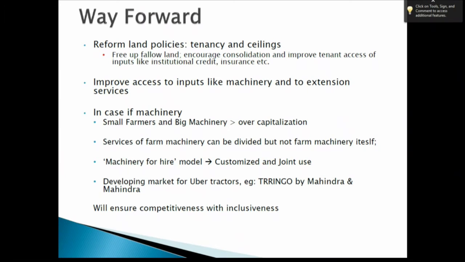Last is, and amongst the many is, that farming is becoming financially unfeasible. It's non-inclusive of small and marginal farmers, and it's environmentally unsustainable. And I can detail why we've used these names if there are questions raised. So the way forward, yes.